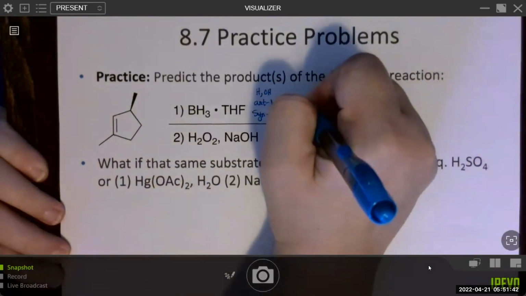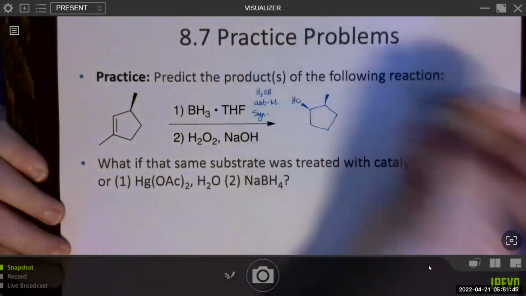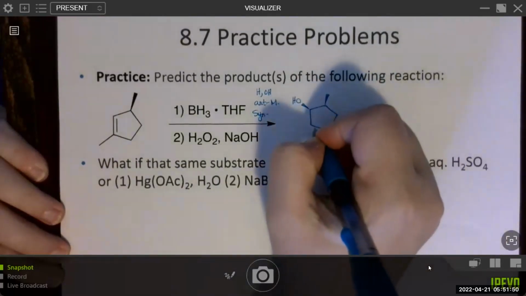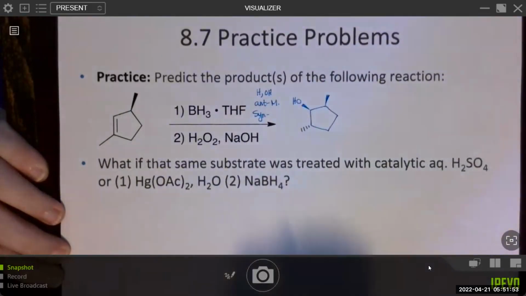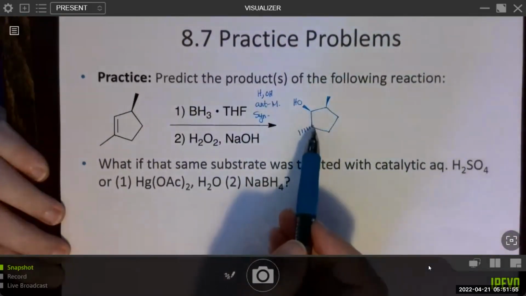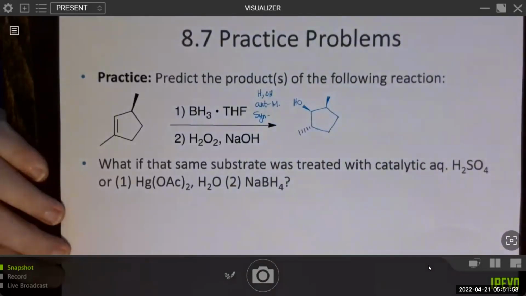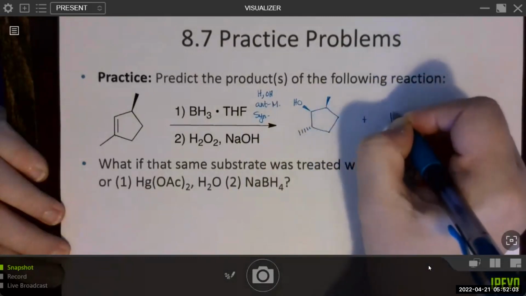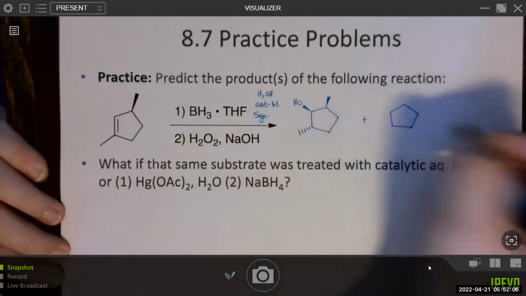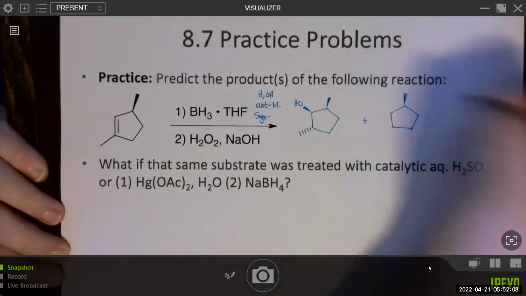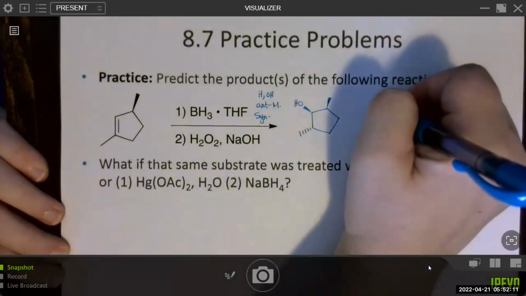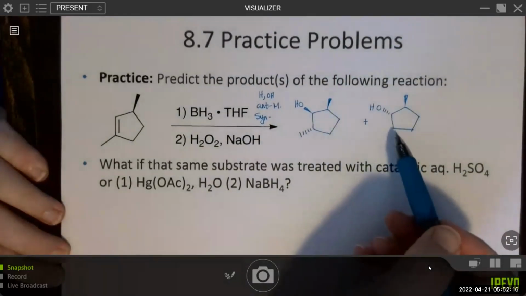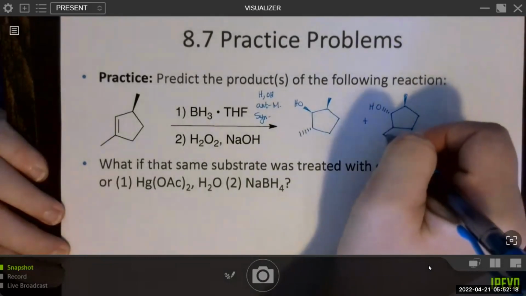So let's say that the OH goes and adds from the top. That means that the hydrogen here also got added from the top, which pushes the methyl at that carbon down. You can also draw in the up hydrogen here, but you don't need to. And then we also have the stereoisomer, where both the OH and the H get added from the bottom. So if the hydrogen gets added from the bottom here, that pushes the methyl up.